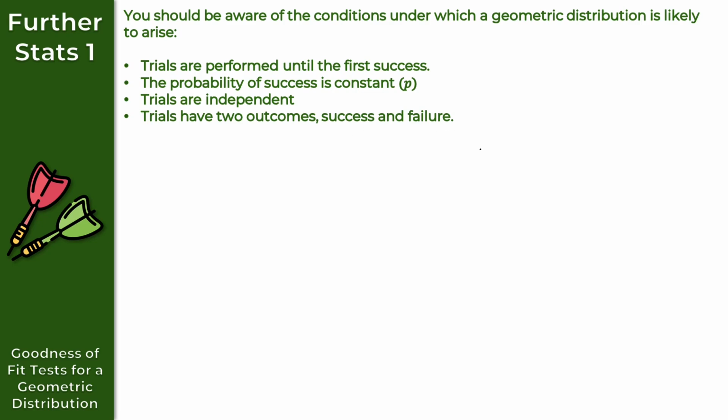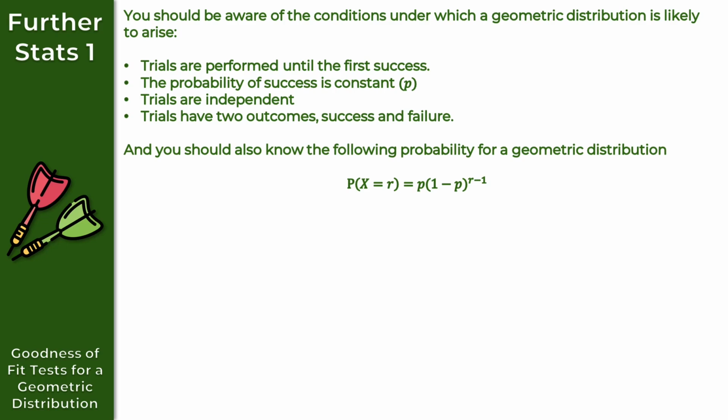Okay. And you should also know the following probability for a geometric distribution. So this is the probability mass function then for a geometric distribution. And don't forget, this result is given in the formula booklet, but just in case you can't remember this. Okay. So the probability that our random variable X here is equal to some value, let's call that r, well, that is equal to P times 1 minus P to the power of r minus 1 there.